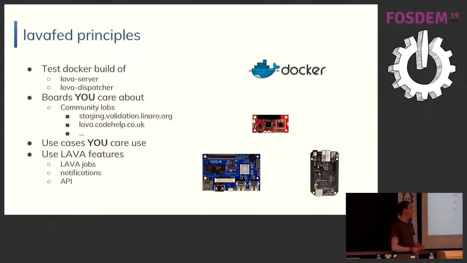The goal of LavaFed is to prove to people from the community that the next version of LAVA will still work the same way it was working before for them. So the goal is to take the Docker build that we do for every commit. Every time someone pushes a commit on LAVA, we'll build two Docker containers, one for the LAVA server and one for the LAVA dispatcher. And I want to prove that these containers are working correctly on the boards that the community cares about. I'm already testing on the boards that my employer cares about. I want, for the same reason, the use cases you care about, because my use cases are already tested.